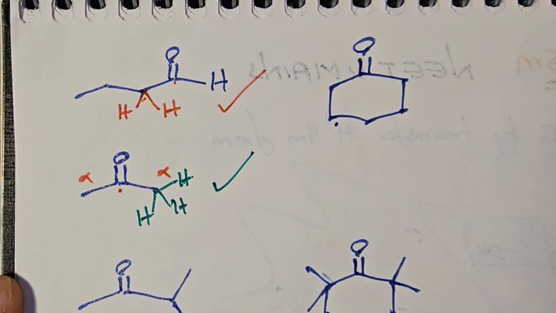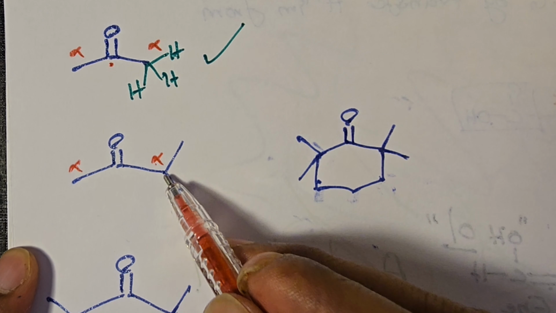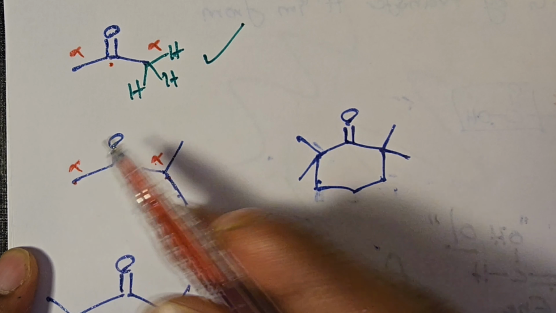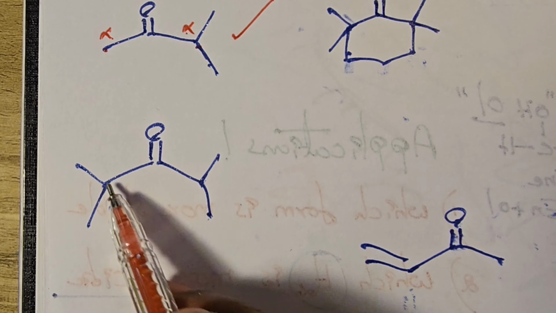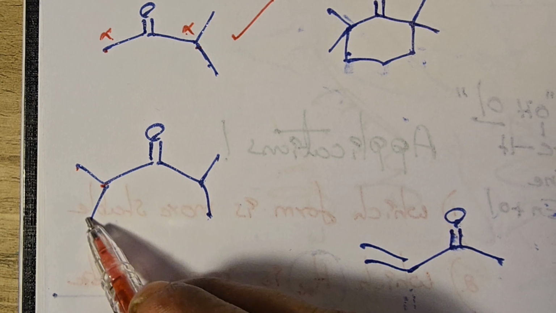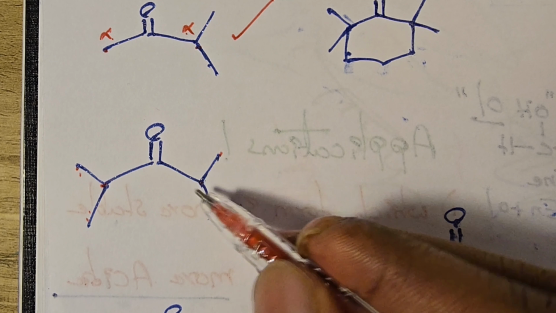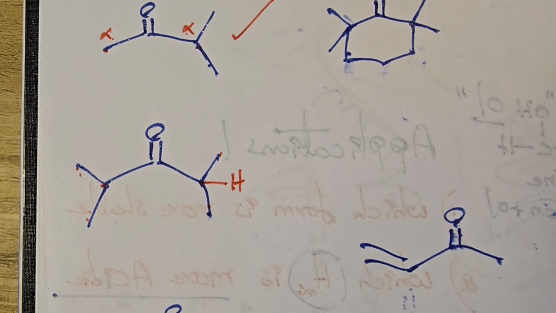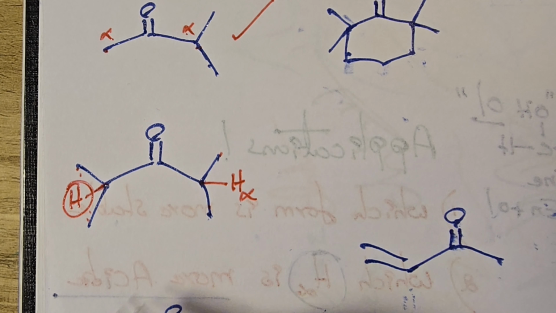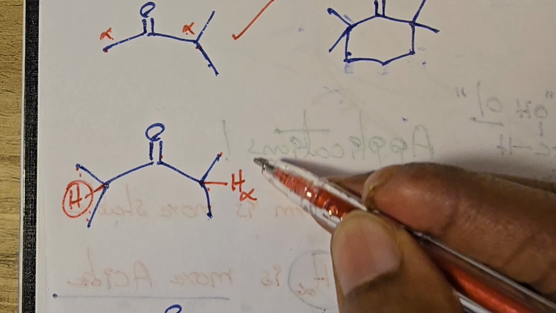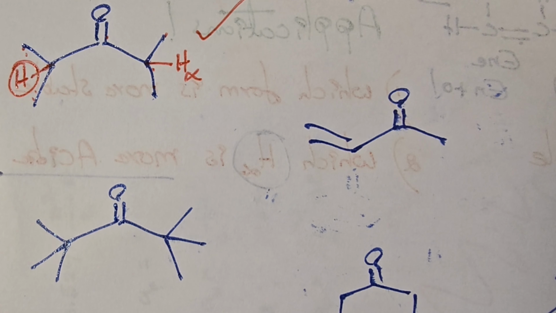Next molecule. This alpha carbon has the alpha hydrogens. Here also alpha hydrogens. This molecule also shows tautomerism. Next molecule. Here this carbon is connected with two methyls. This carbon also connected with two methyls. What is available here? Hydrogen is available. Here also hydrogen is available. This hydrogen is alpha hydrogen. So this molecule also shows tautomerism. Compulsorily, what is required? Alpha hydrogen is required.